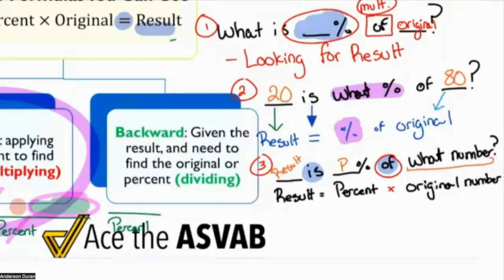Lastly, number three, this is an example of us looking for the original number. So remember that the result is, or whenever you see the word is, whatever's standing by itself, that's the result. So right here, the result is the percent of some number. And in this case, we're looking for that number, that original number in this case.